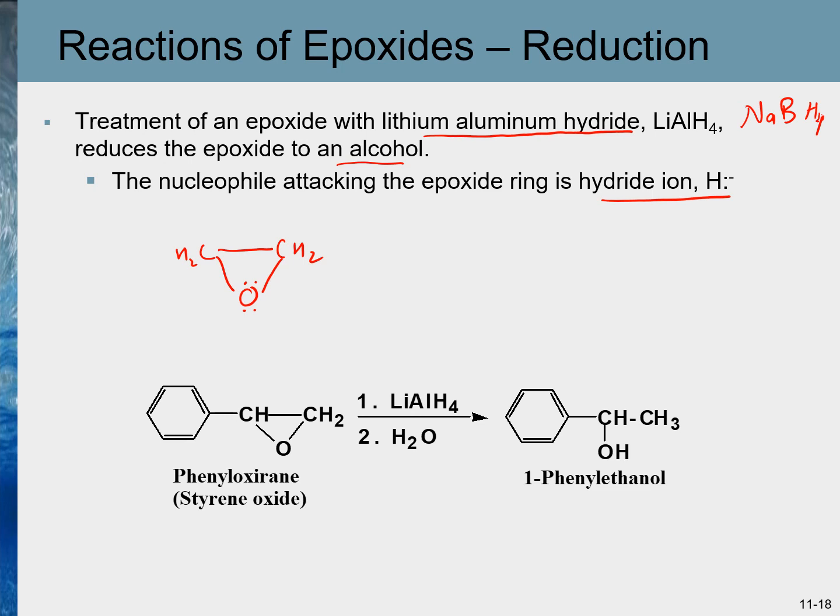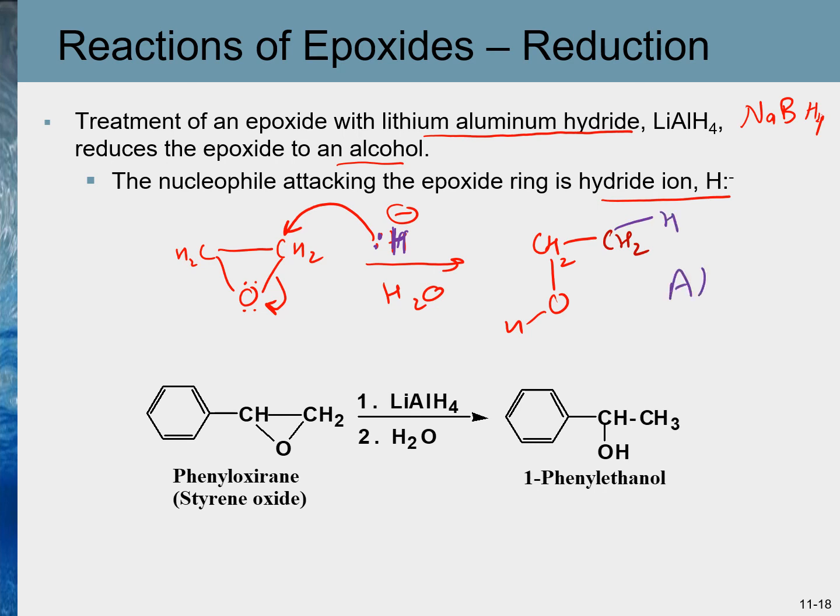The mechanism of this ring opening reaction is similar to the one which we saw earlier. In presence of water, we get a proton here as well as the initial hydride which attacked the carbon atom will be present on it. So this will be the alcohol.